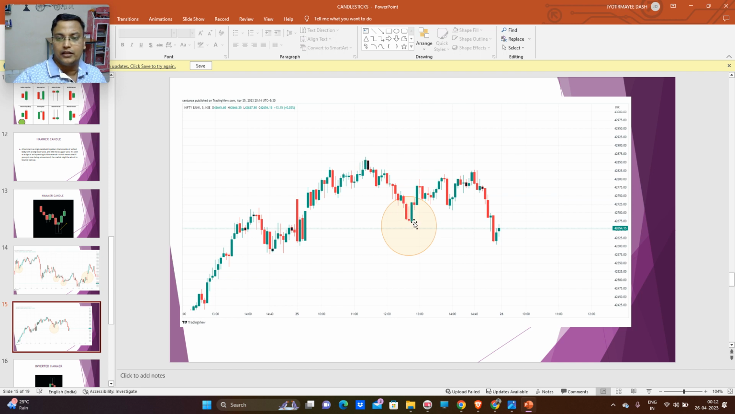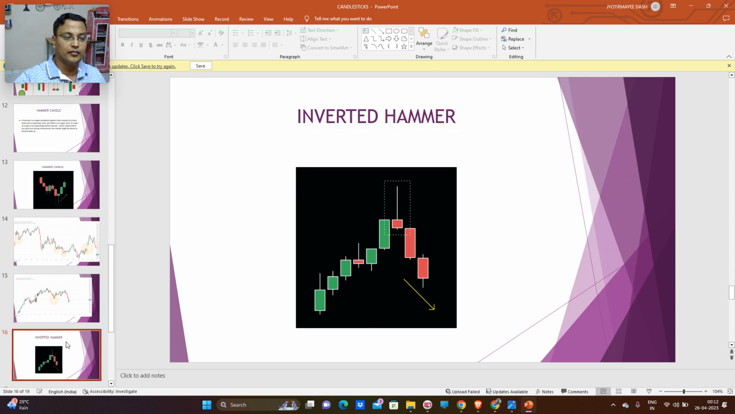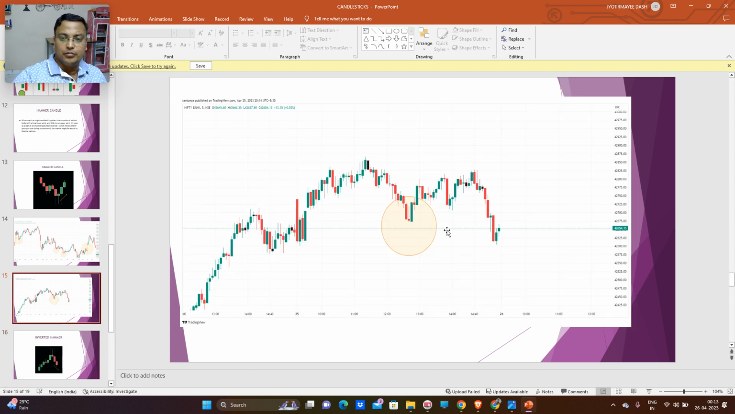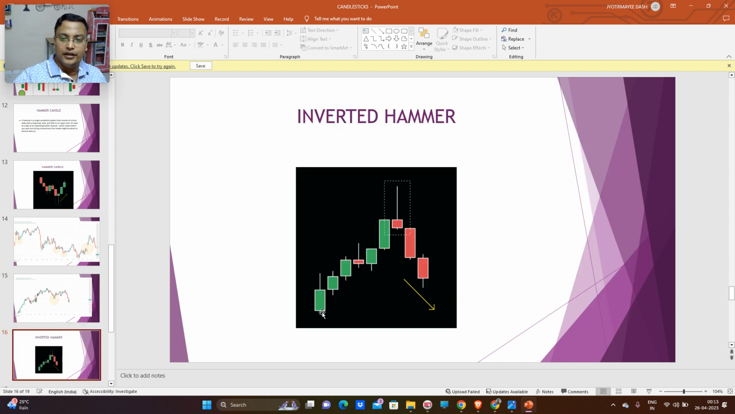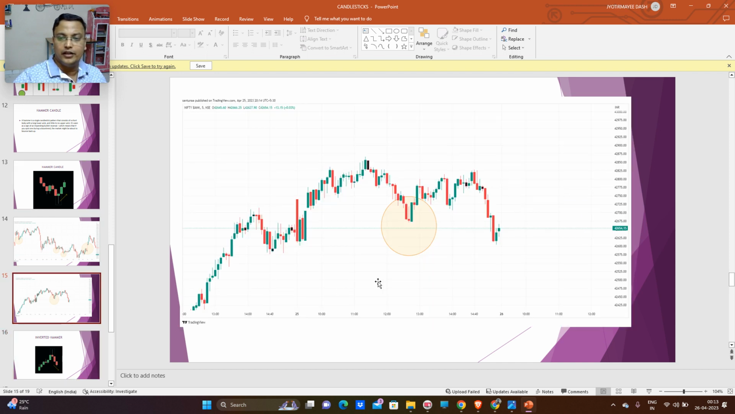Here another hammer candle was formed, but here it is an inverted hammer, not the regular hammer, but it did work in the same way. Now look, why I showed you this example is that you should know that every candlestick will work in its position. Here an inverted hammer took the prices up because it was formed at the end of a downtrend.